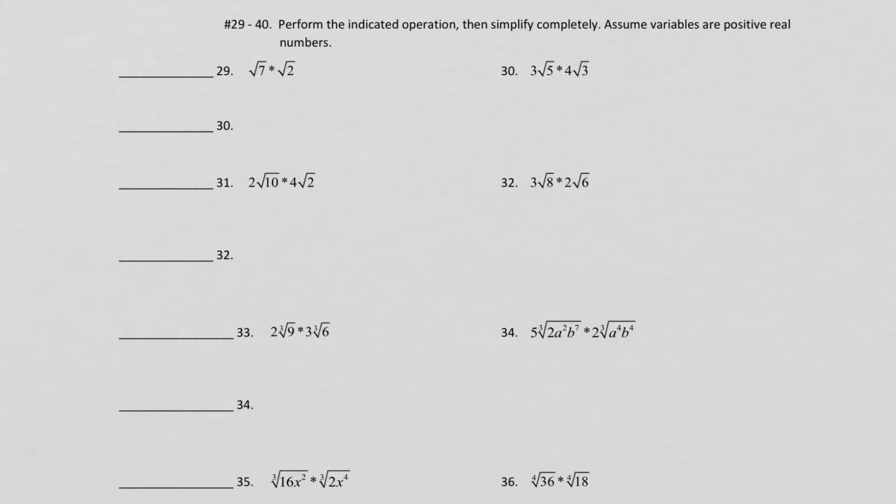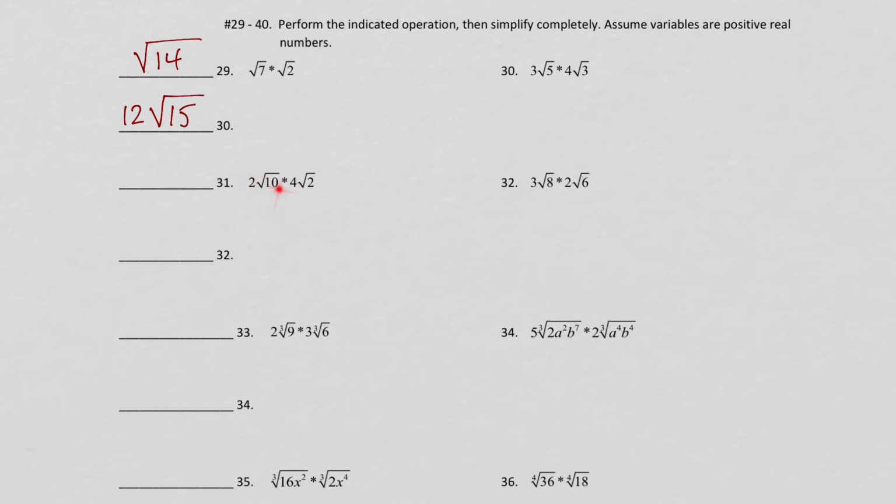As long as the indexes match, we just multiply, and we get 7 times 2 is 14. Here we multiply the outside. 3 times 4 is 12, and then the indexes match, so we multiply. 5 times 3 is 15.